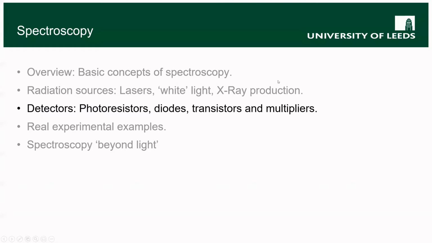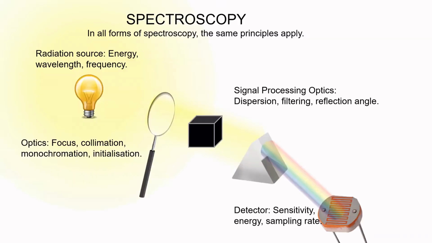So this part of the Advanced Lab Experimental Techniques lectures will focus on the use of detectors in spectroscopy. And we'll look at a variety of the common optical detectors, focusing on photoresistors, photodiodes, and then charge coupled devices, and also photomultiplier tubes.